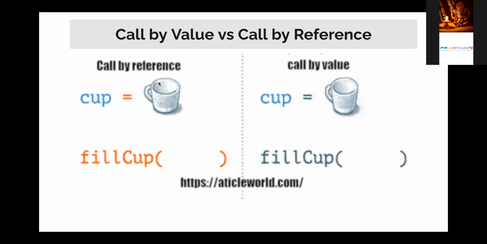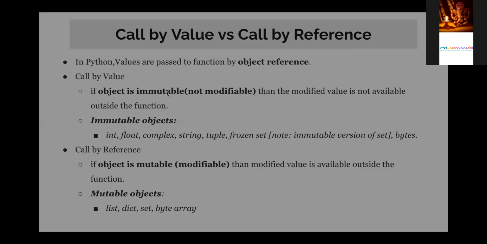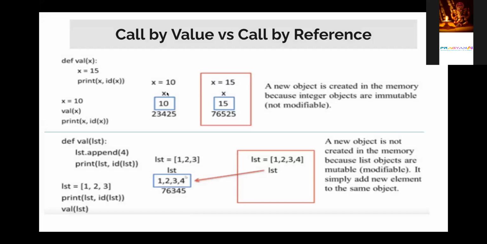But with call by reference, whatever I'm sending is not a copy, I'm sending the same object. Same object means that wherever this object is pointing, that same memory address is what I'm passing here. So if somebody fills this cup here, it is also reflected outside. If you have not understood that, let me explain it with an example.